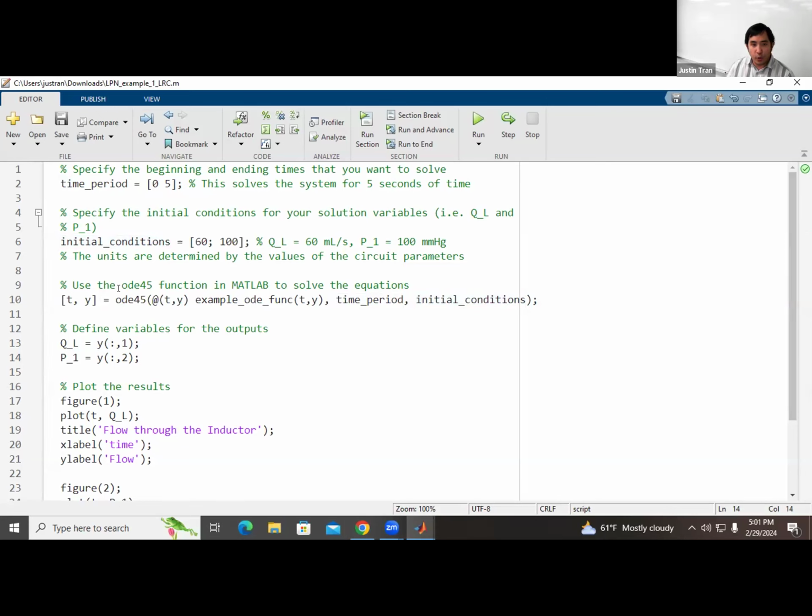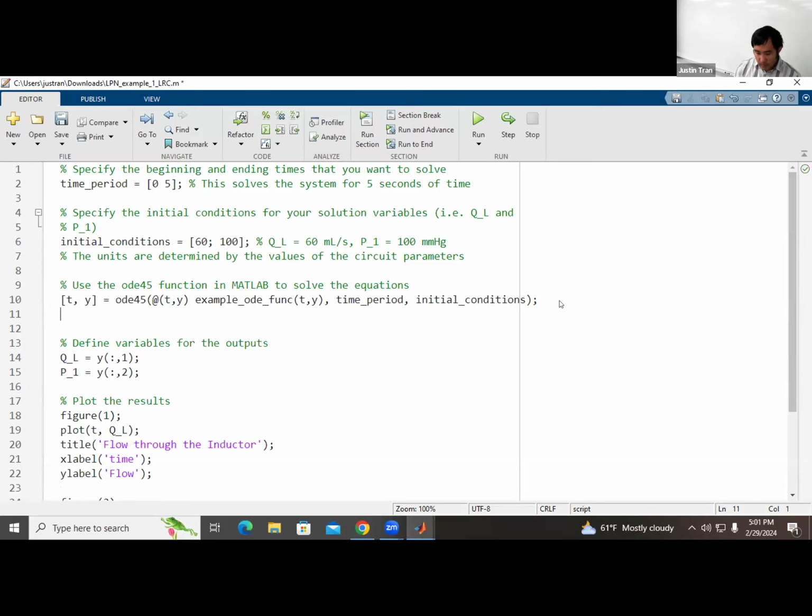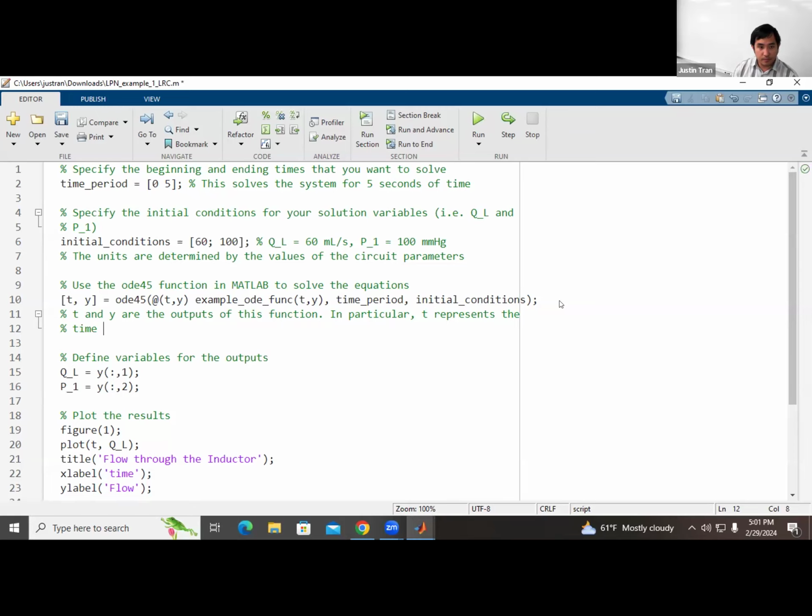So the way to read this function is that whatever we have on the left side of the equal sign are going to be our outputs. So t and y are the outputs of this function. In particular, t represents the time for our results, and y represents our solution variables.